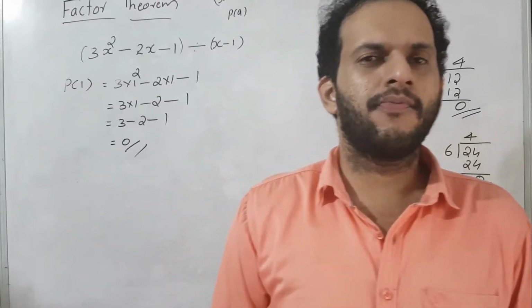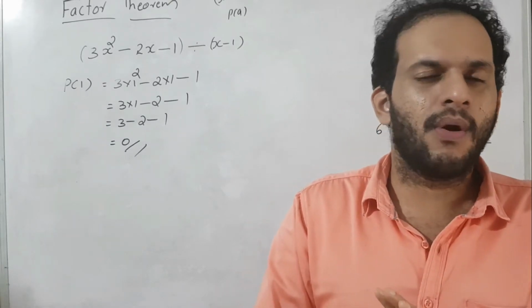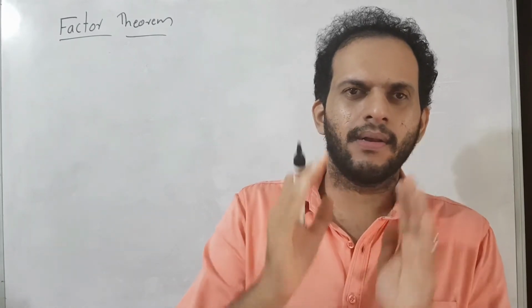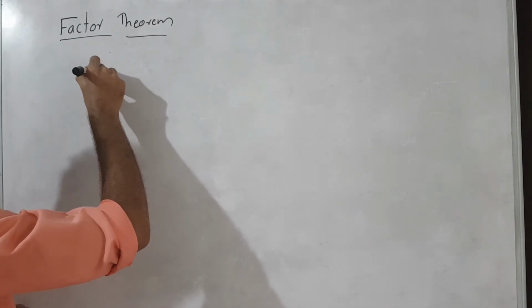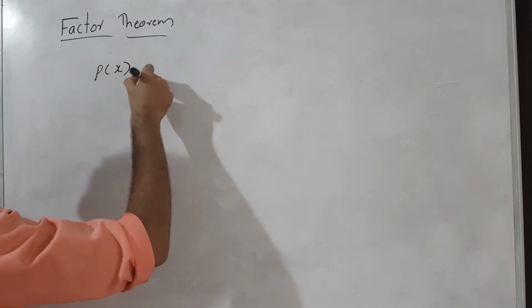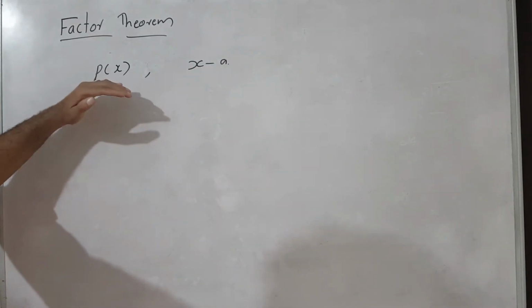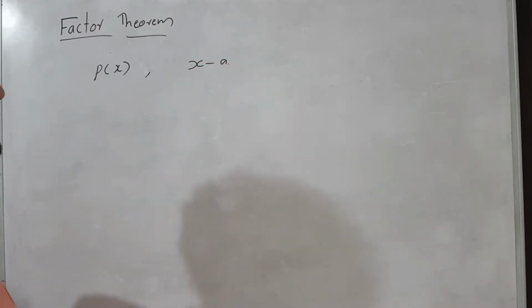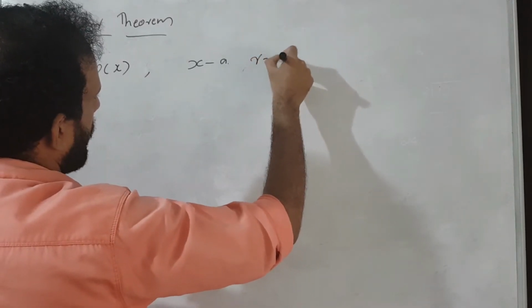If we divide p of x by x minus a, the remainder is p of a. Okay? You just remember the idea. We do not have the remainder theorem this year, but just remember the idea. If we divide a polynomial p of x by a linear polynomial x minus a, how do we find the remainder? The remainder is p of a.